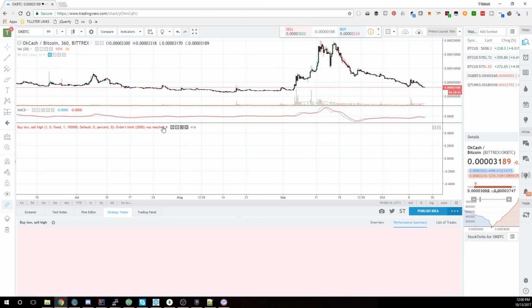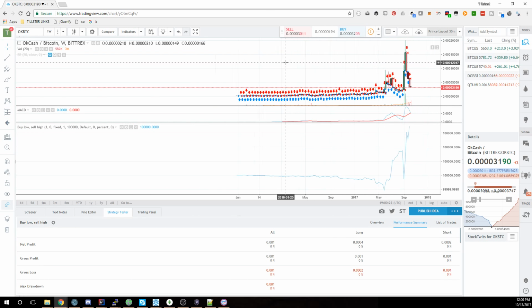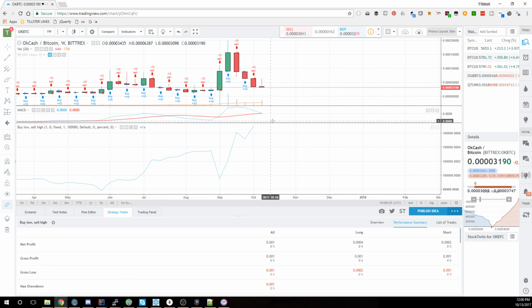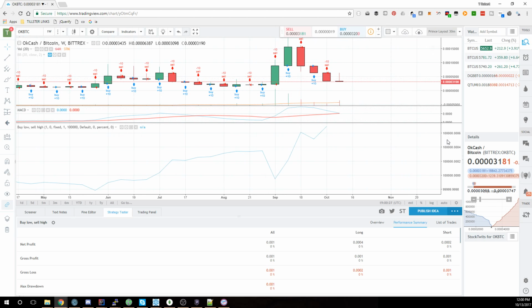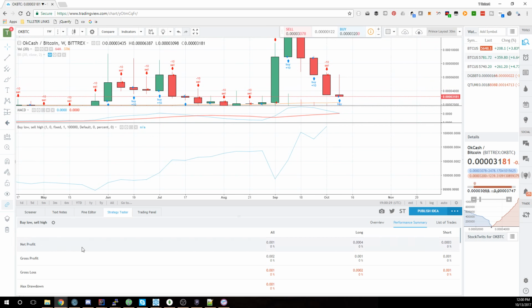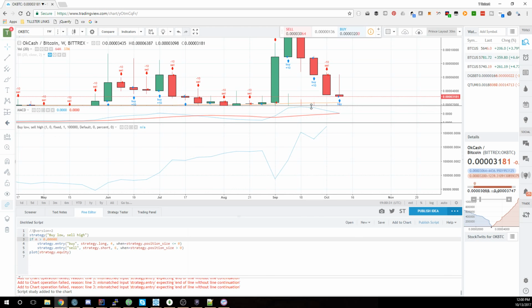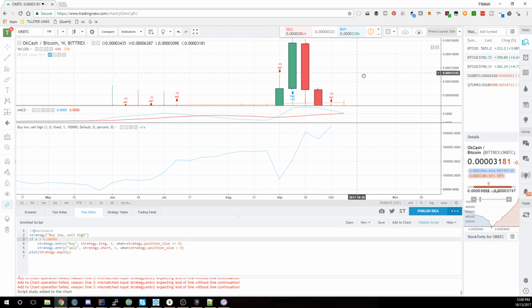Order limit of 2,000 was reached. Okay. So let's move this to a 1 week chart. I really want to show this working. Here we go. Well, it didn't work exactly how I wanted it to. It's got issues. However, I'm going to move forward as if it didn't.